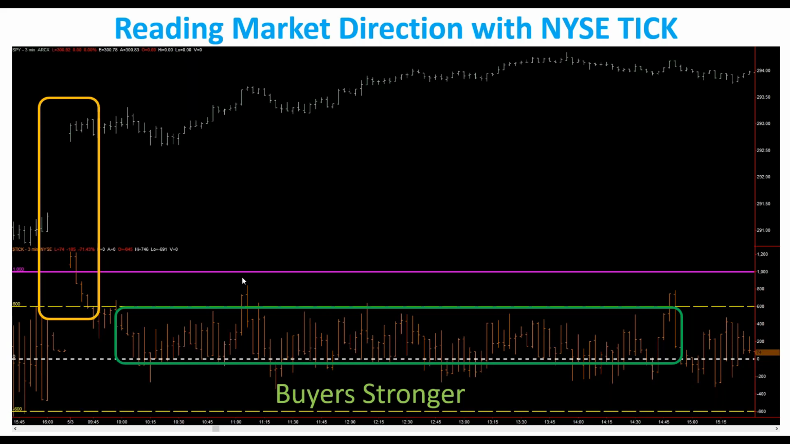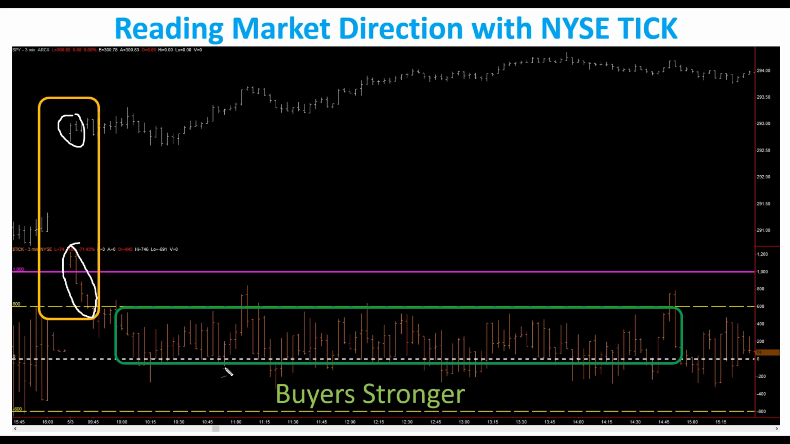Now, two things to point out here. I wanted to show you this yellow box over here where we have a huge gap in prices. You want to ignore that. With the NYSE tick, if you see a gap in the market and extreme bars to start off a trading session, essentially you need to give the market a few minutes to kind of normalize and to start getting normal readings, if you will. So those first extreme NYSE tick readings, when you have a gapping market, ignore those, generally speaking.